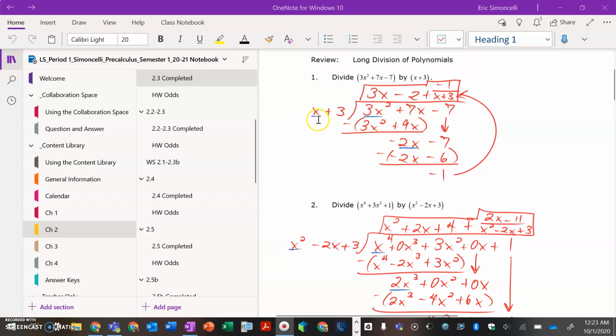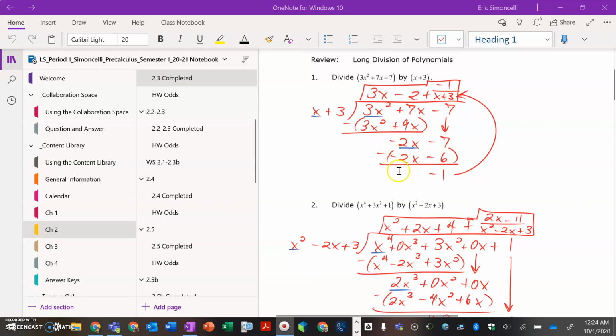Now we consider again the same process, but now x times what, and I know the answer is there, x times what is negative 2x? Well, of course it's negative 2. So negative 2 times x, write it underneath. There you have it, negative 2x. And negative 2 times 3, there you have it, negative 6.